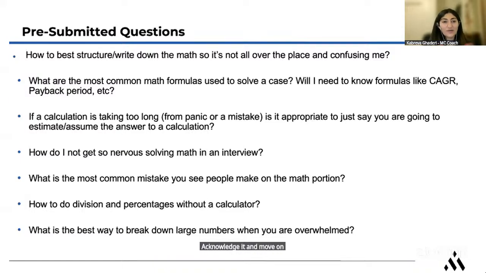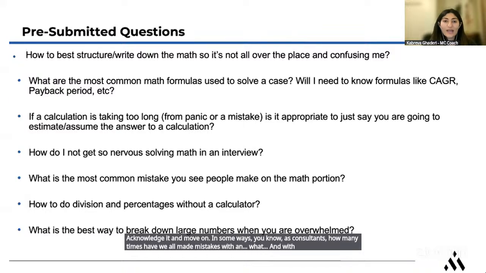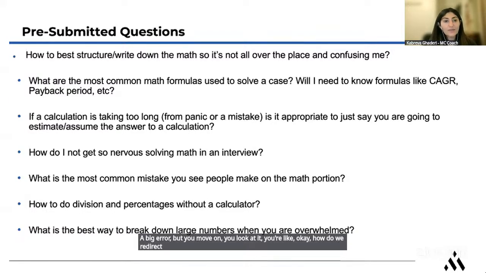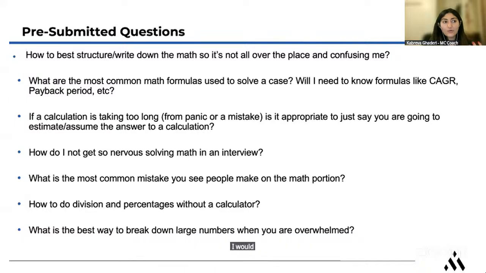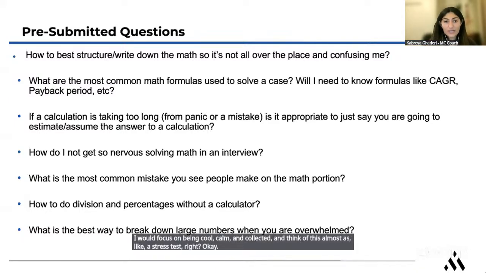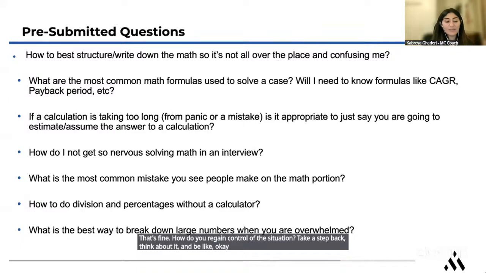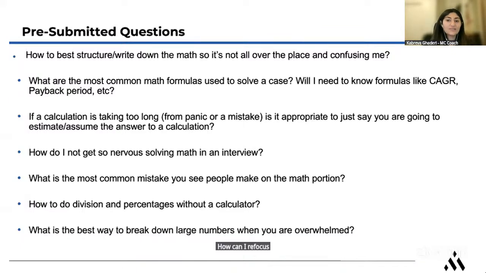And two, if you panic or make a mistake, okay, acknowledge it and move on. As consultants, how many times have we all made mistakes with a math problem, right? I can name the number of times that me or my colleagues have made an Excel error that was a big error, but you move on, you look at it, you're like, okay, how do we redirect and go back? I would focus on being cool, calm, and collected and think of this almost as a stress test, right? Okay, it's not always going to be great. That's fine. How do you regain control of the situation? Take a step back, think about it, and ask, where am I potentially looking at this incorrectly? How can I refocus? And then continue and finish the math.